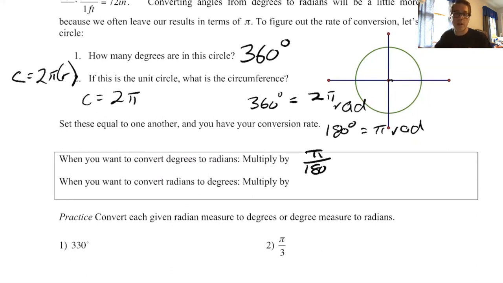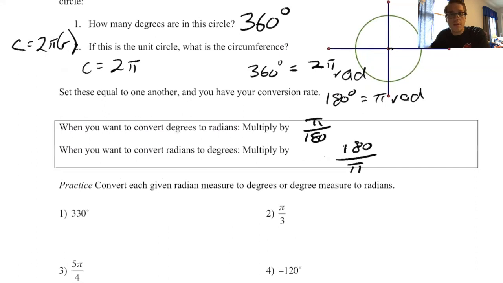And we want to convert from radians to degrees. Well, it's just going to be the opposite situation. Here we're starting with radians. We need to cancel those out in the denominator, and we need to end up with degrees in the numerator here. So when we want to convert from radians to degrees, what we multiply by is just the reciprocal, 180 over pi. And as long as we can remember those two conversion factors, that's really the only new thing we're adding to this unit here, right?